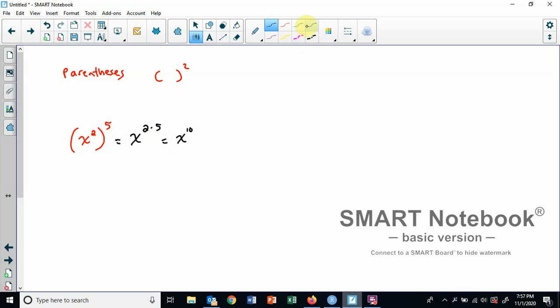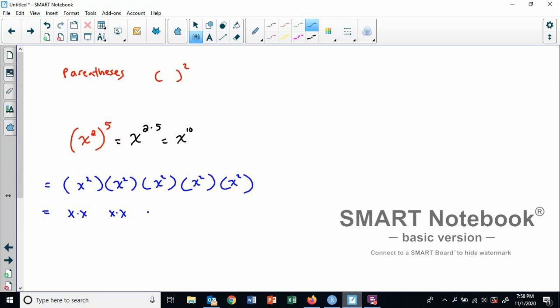Let's explore to see if this makes sense. So let's look at the outside of the parentheses. It tells me I have 5. Well, what do I have 5 of? I have 5 of these sets of parentheses. So 1, 2, 3, 4, 5. And what goes inside the parentheses? X squareds. Now, looking at this, what is an x squared? An x squared is just an x times an x, right? So each of these is just 2 x's being multiplied.